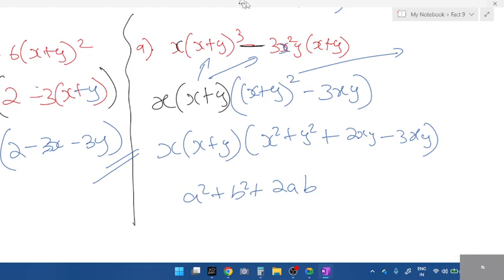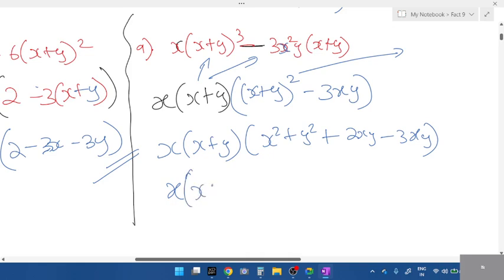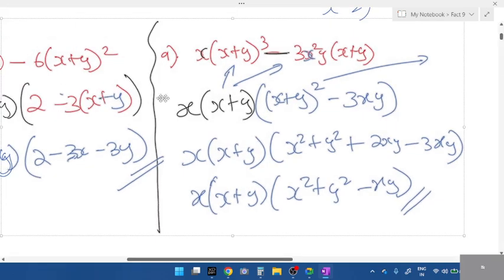What are the like terms here? Xy is like term. Do the calculation. X into x plus y. Don't open the bracket. Keep it as it is. X square plus y square. What is plus 2 minus 3? Minus 1xy. Write it as xy. Done? Just go through this, students.